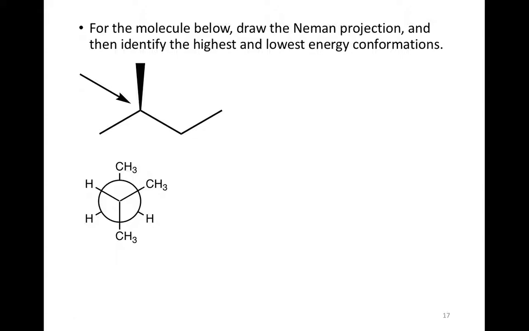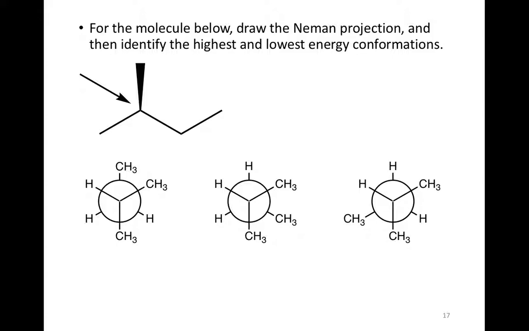Now, the other staggered conformations that I can draw would be here and here. And so in this case, I've got a gauche interaction between the methyls. In this case, I have 2 gauche interactions between the methyls. And then in this case, I have just 1 gauche interaction between the methyls. So I think these 2 on the sides are going to be equivalent, and they're going to be the lower in energy. And then this one is going to be the higher energy staggered conformation.